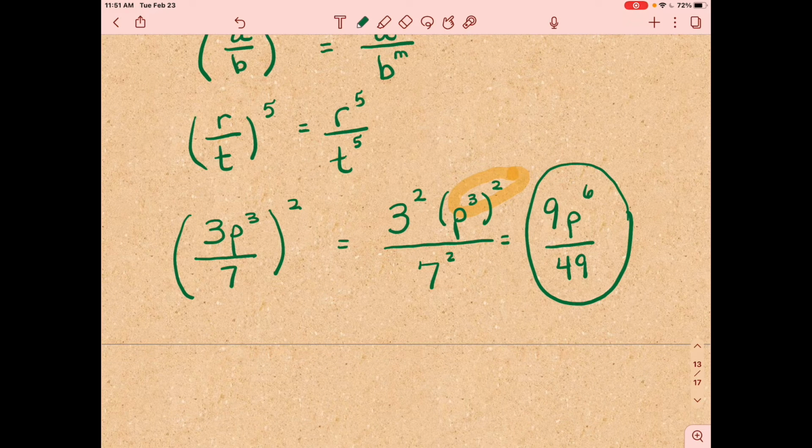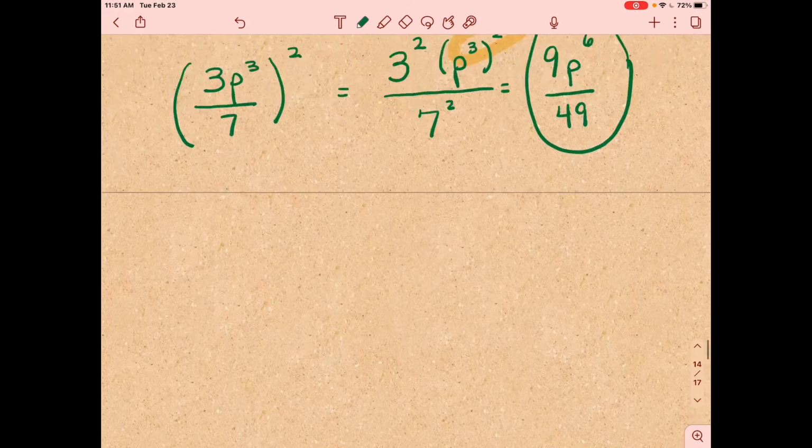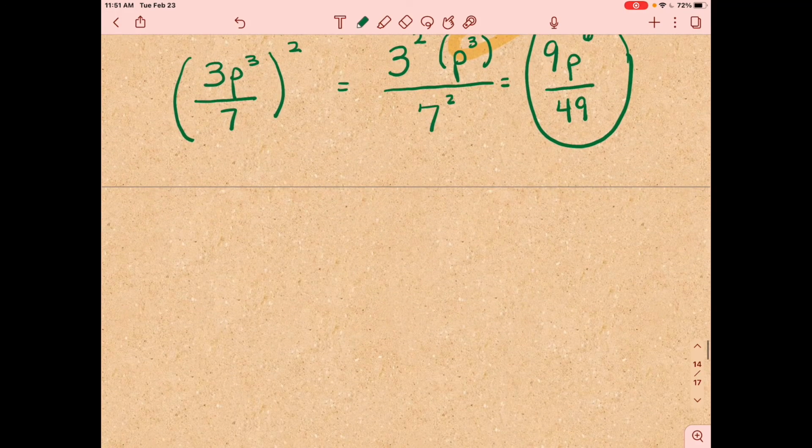All right, the next property we need to talk about is called the zero exponent property. So let's see, this is the third one we've talked about, right? So 3, zero exponent property. Everybody's writing.